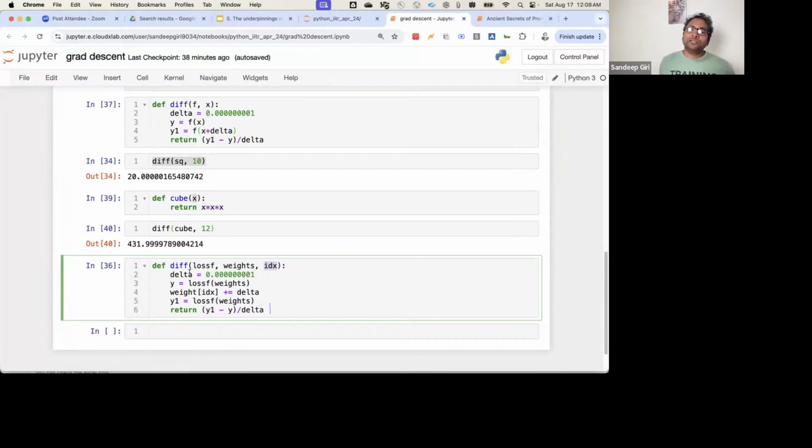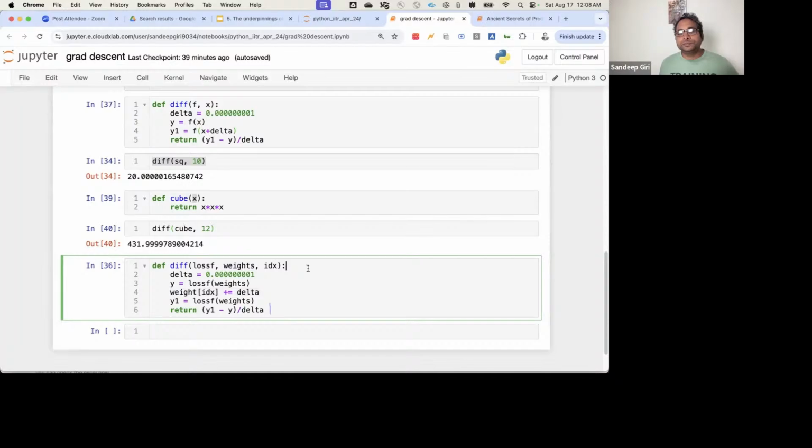So here what we are saying is, find the rate of change of the output of this function, given these input values, with respect to this value, this particular index here. The only trouble we are making is that we are destroying and changing the weights. We were not supposed to do this.